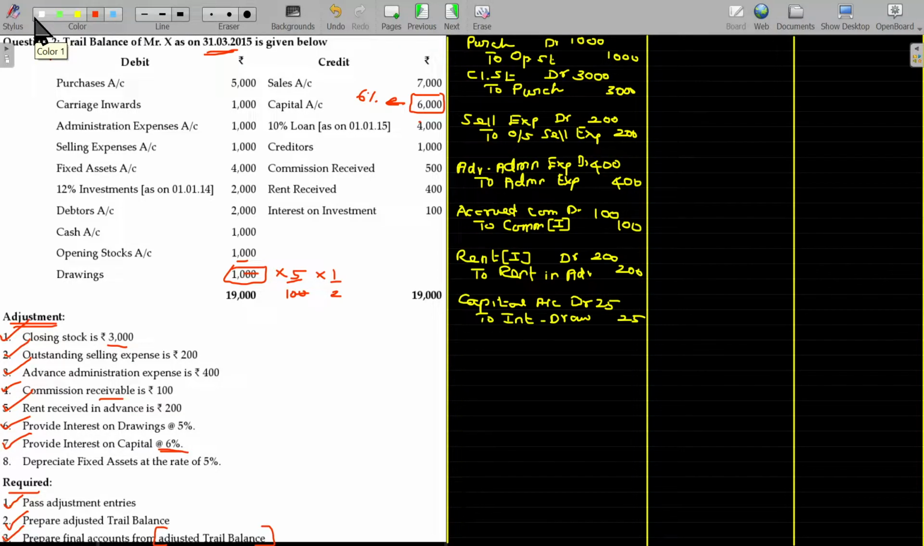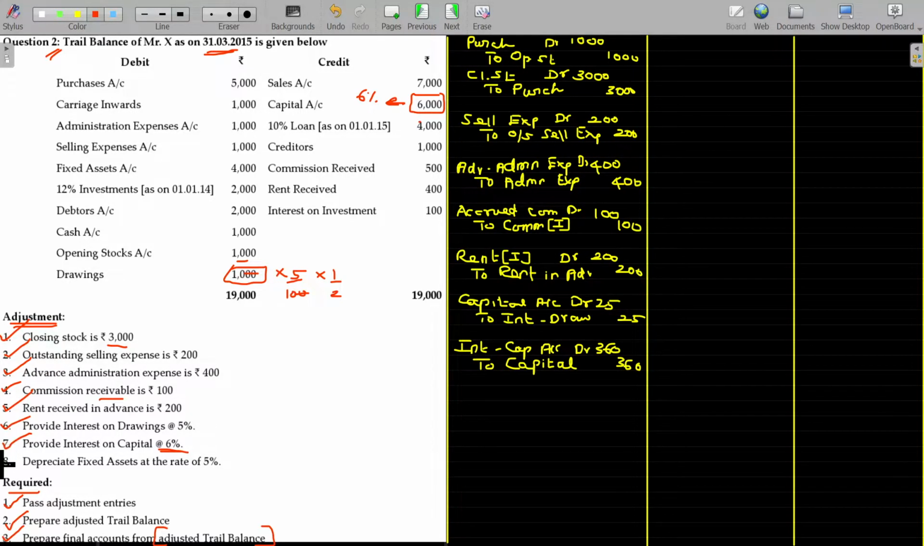The interest on capital is an expense for us, so it should be debited here. So interest on capital account debit, and to outstanding interest on capital. Outstanding interest on capital represents whom? The owner. Rather than crediting outstanding interest on capital, I can credit directly to the capital account. So to capital, this value being 360.